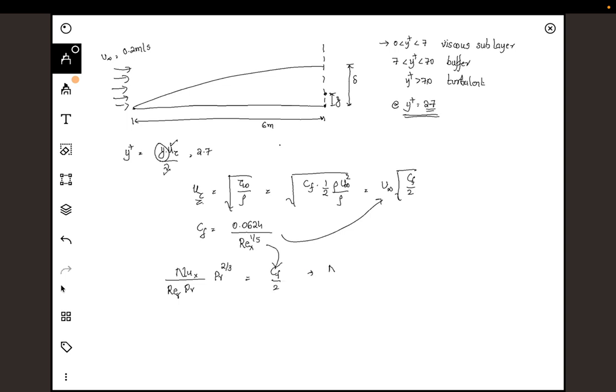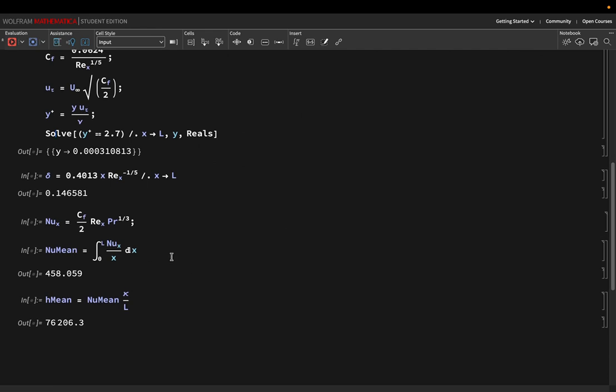From this, you will get Nux, and from that, you can compute Nu bar just like I have done before. All you have to do is integrate over the total length, and this will give you the value of the average Nusselt number. And from the average Nusselt number, you can compute h bar. These are straightforward, right? You can compute the mean Nusselt number from which you can calculate the h mean. You can see how high the value of the heat transfer coefficient is compared to the laminar flow that we were solving before. Okay, are there any questions?